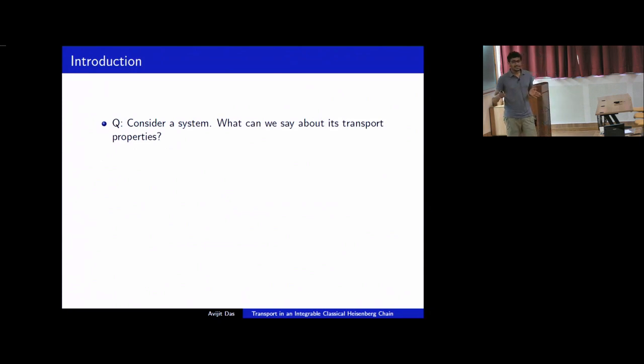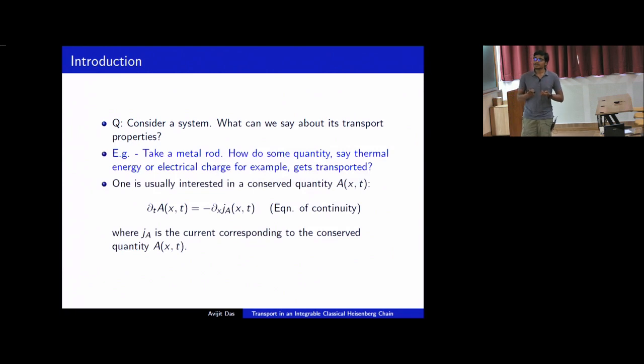So what is the question? Consider a system. What can we say about its transport properties? Given a system, what are its transport properties? Transport of what? For example, if you take a metal rod, we can ask how good it is, what about the thermal conductivity or electrical conductivity? These are its transport properties. This is the question we want to ask.